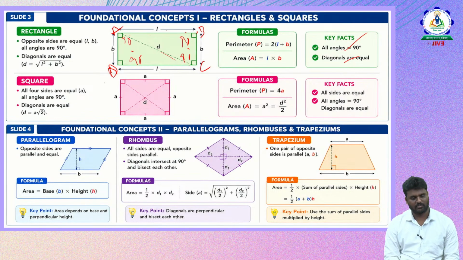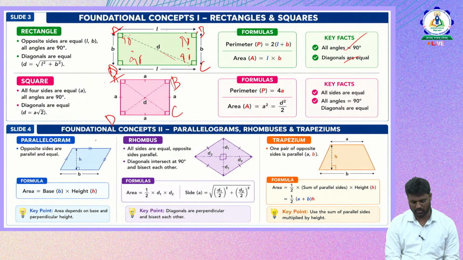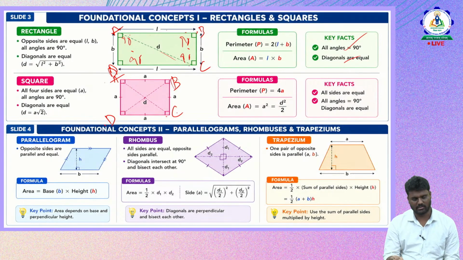Now coming to the concept of the square. In a square, all the sides are equal. There are 4 sides. If you see the square ABCD, AB is equal to BC, BC is equal to CD, CD is equal to DA. All the sides are equal, and all the angles are equal, that is 90 degrees. So angle A, angle B, angle C and angle D are all 90 degrees. The diagonals AC and BD are also equal, where D is equal to A square root of 2.